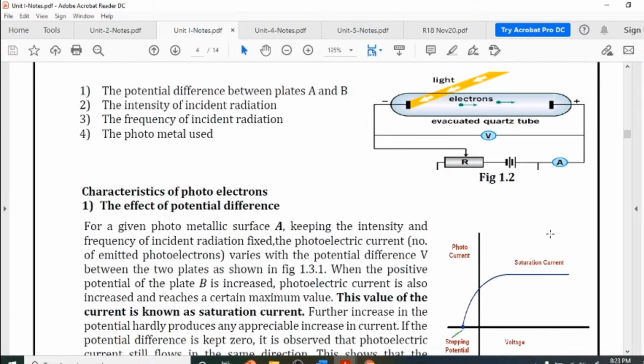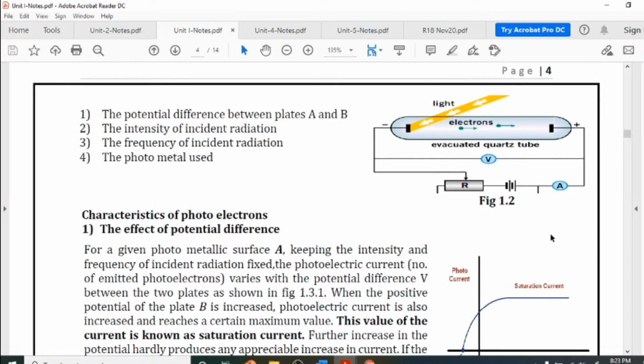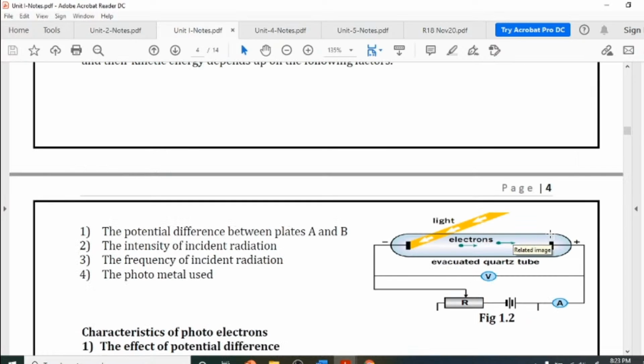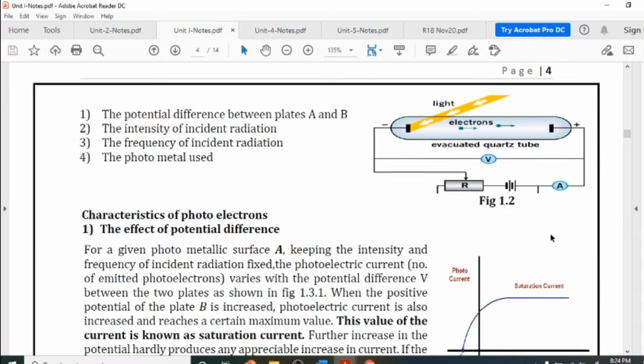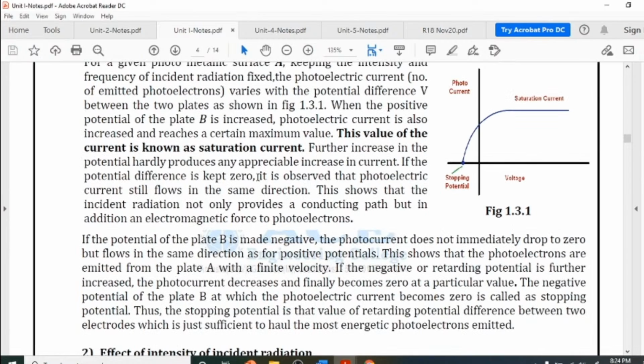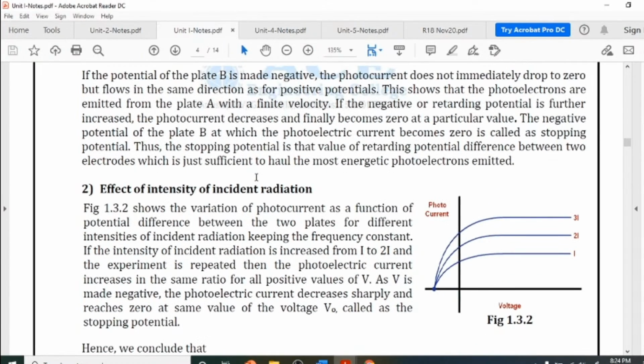Now the characteristics of photoelectrons depend on 4 parameters. In fact, I should say the kinetic energy and the number of electrons ejected depend on 4 parameters: the potential difference between those two plates, the intensity of incident radiation, the frequency of incident radiation, and the photometal used. You will get the details with the graphs. Remember, you need to draw the graphs to get good marks. If you don't draw the graph, you are not going to get complete marks.